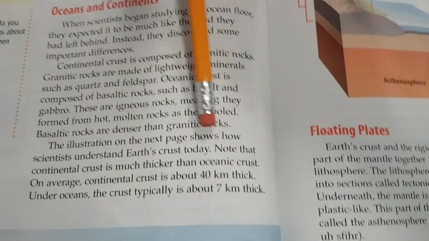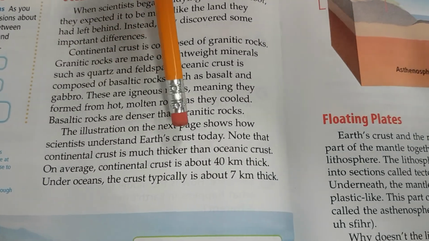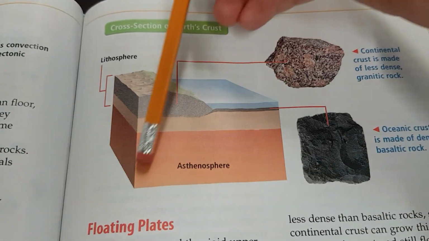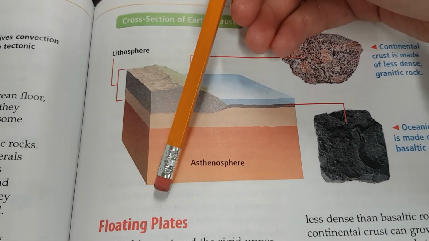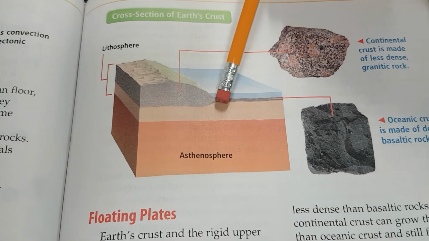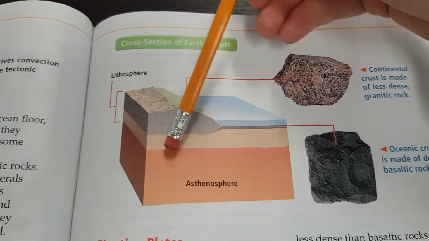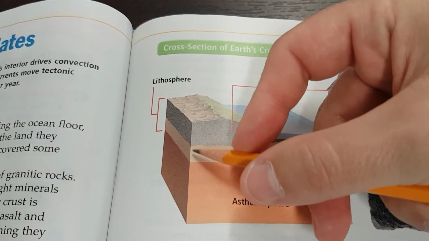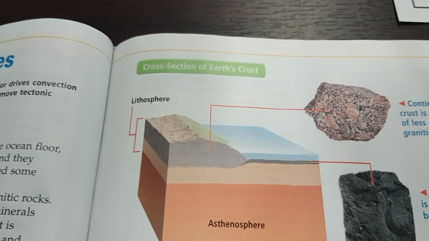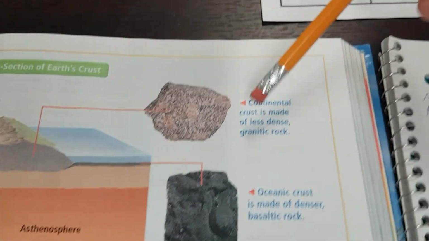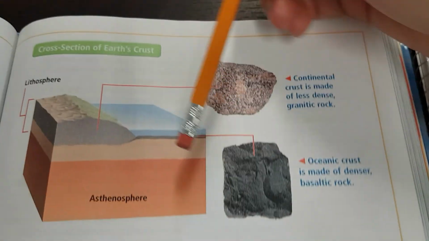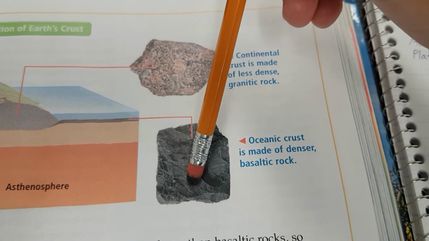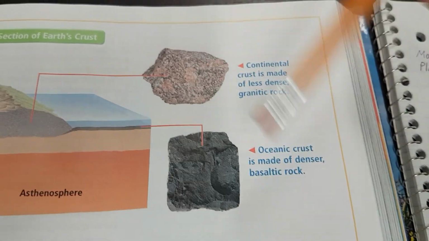Okay, the illustration on the next page shows how scientists understand Earth's crust today. That's this picture. So, the asthenosphere is this dark orange part. All of that is the mantle. This part up here is the crust. The crust and the upper layer of the mantle together are the lithosphere. So the gray part and the tan part are the lithosphere together. The continental crust is this less dense granitic rock. The oceanic crust is the more dense basaltic rock.